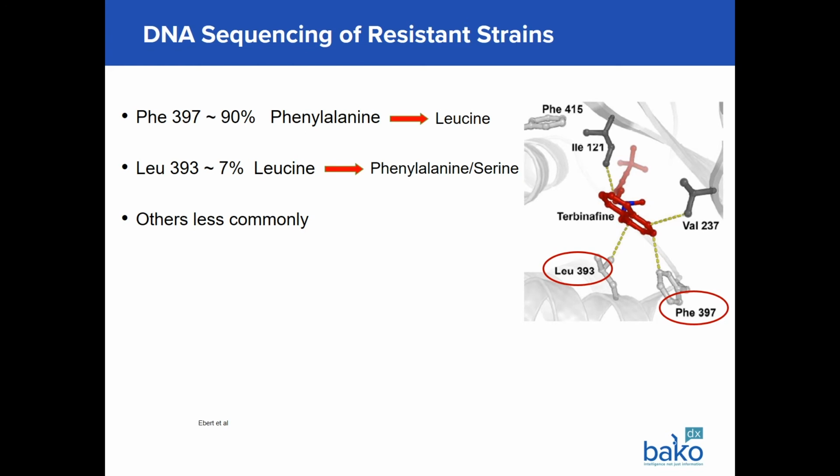We see the terbinafine binding sites, we see the specific amino acids that are involved, and they could actually identify the specific mutations that were going on here. So at site 397, we got a phenylalanine that then became a leucine. At site 393, we can see a leucine was substituted with a phenylalanine or serine, and that's enough to change the binding properties. And there were others that were reported less commonly.